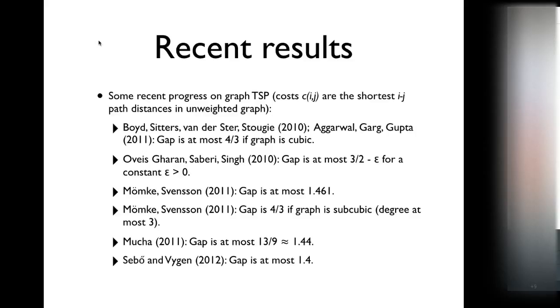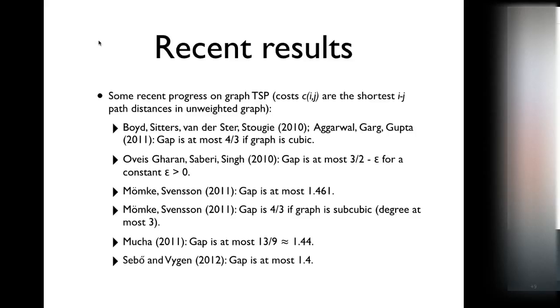So if you think about this case I mentioned earlier of graph TSP, where you get this unweighted graph and costs are just the length of the shortest path, there was a sequence of papers that made progress on this question. The first real breakthrough was this paper due to Oveis Gharan, Saberi, and Mohit Singh that showed the integrality gap was slightly better than 3/2, which was followed up soon thereafter by a paper by Mömke and Svensson, which is really beautiful. It's a really nice result. They really bounded things away from 3/2, and then there was a sequence of papers ending so far in 2012, showing that the integrality gap in this case is at most 1.4.